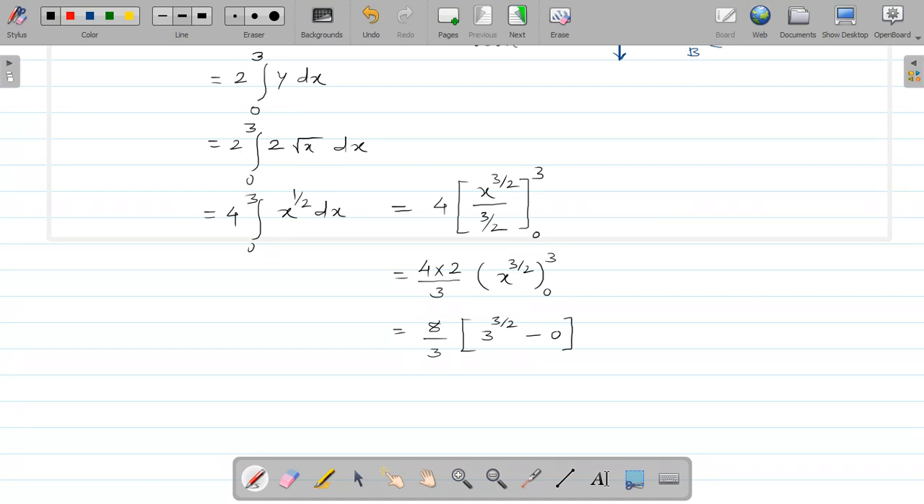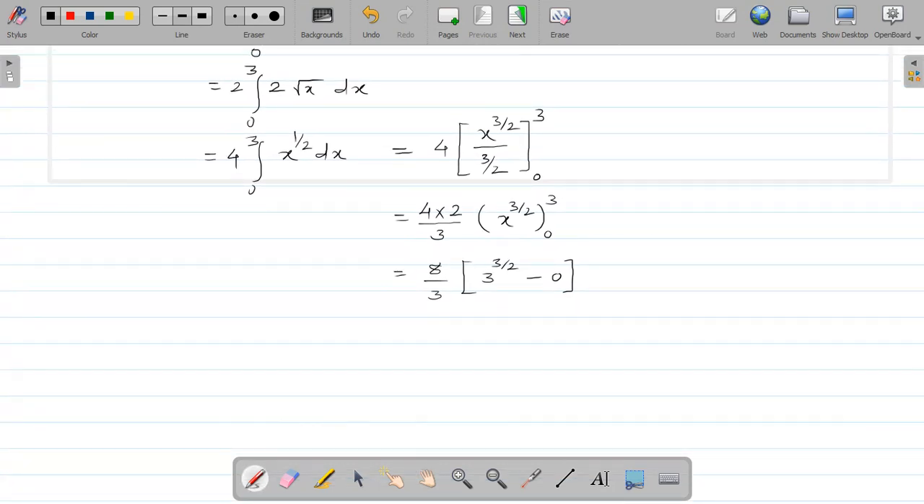Okay, now 3 raised to 3 by 2 means what? Here, with 8 by 3 as it is, 3 raised to 3 by 2 means 3 root 3. Check this: 3 root 3, because there is a square root of 3 and its cube, actually root 3 cube. So it will be 3 root 3 minus this is 0, and hence by multiplying by 8 by 3, 3 and 3 will get cancelled, and you will get the answer 8 root 3 square units.